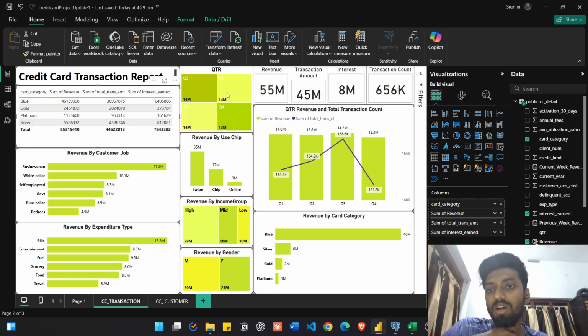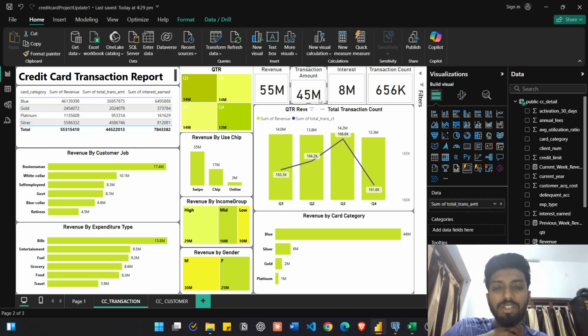So total revenue, combined across the 4 quarters, is close to 55 mil. Then the total transaction amount is 45. Then we have the interest at 8 mil, and the total transaction count of that entire list is around 656K.